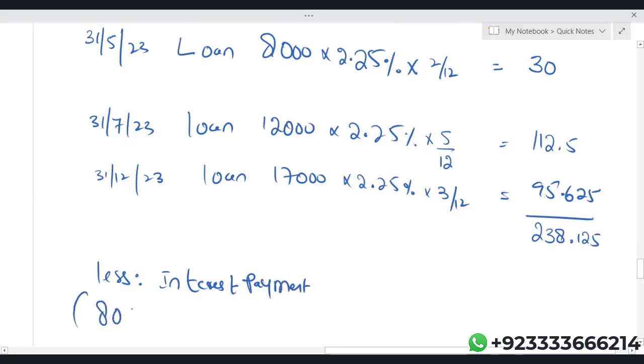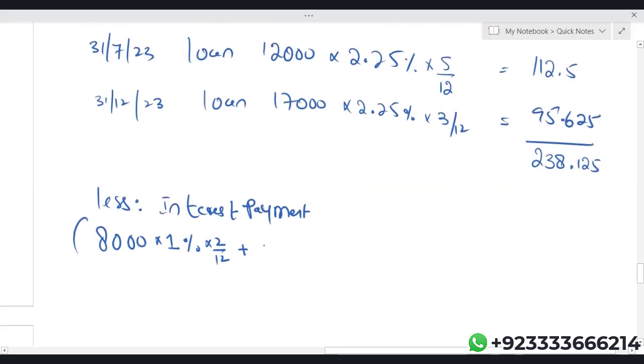Simply I'll take 8,000 into 1% and 2 by 12, because 2 months the loan was 8,000. Then it became 12 into 1%, 5 by 12, plus 17,000 into 1%, 3 by 12. So let me use the calculator.